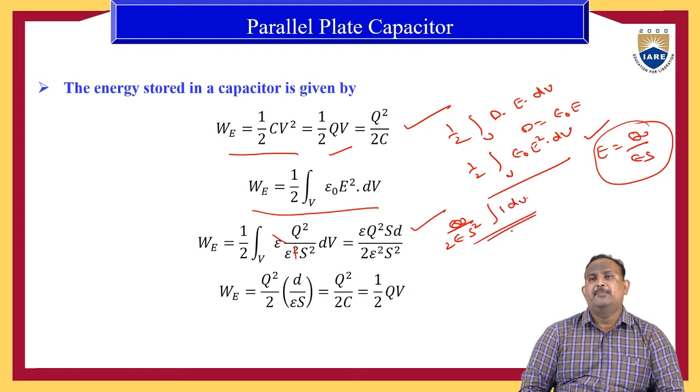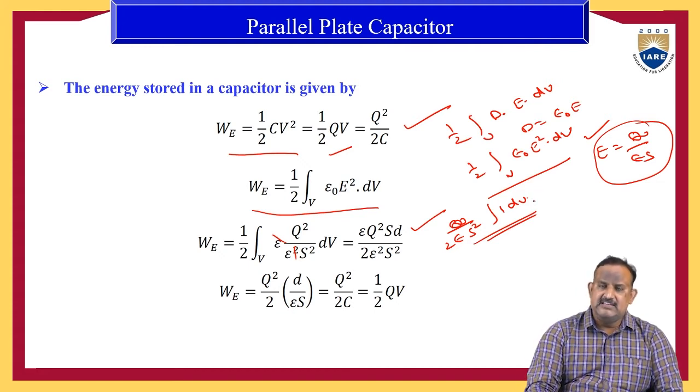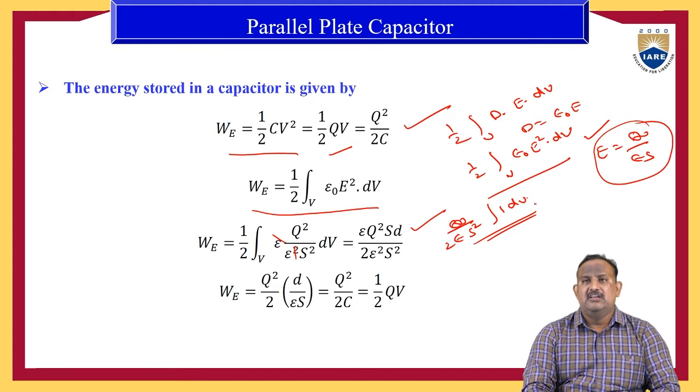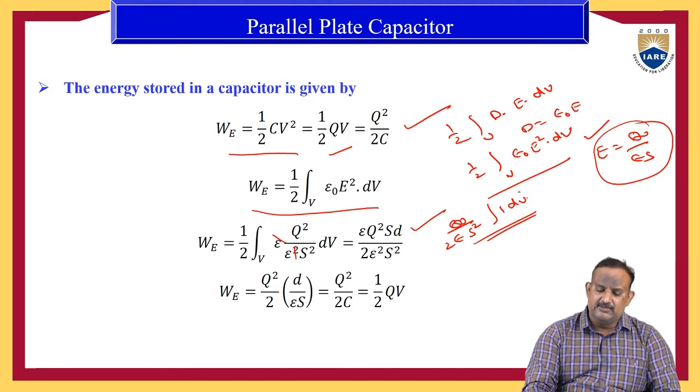So what is the volume of a parallel plate capacitor? Here S is the area of each plate, and d is the distance between the two plates. Therefore the volume is equal to S into d.